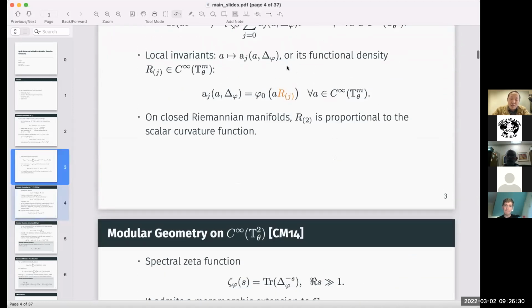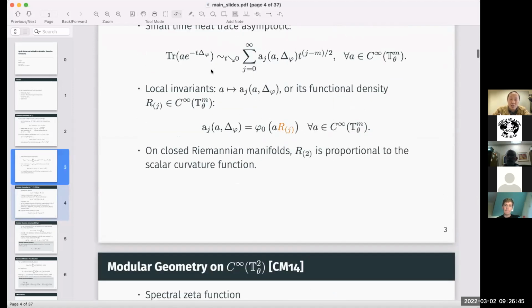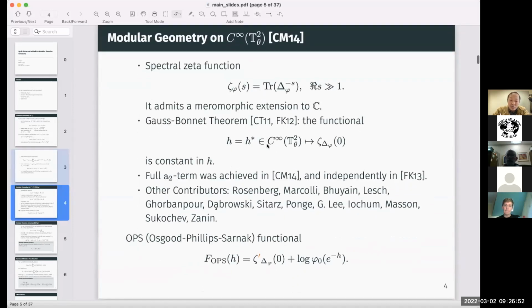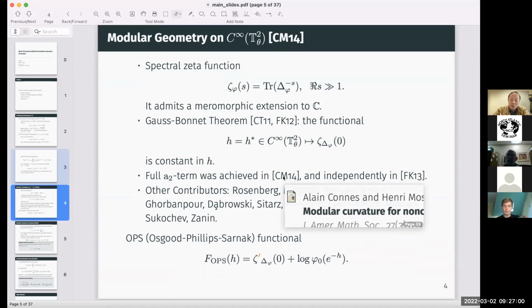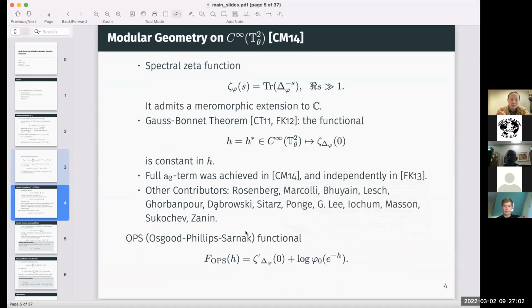So we have a model to define the scalar curvature, for example, as the second coefficient in the small time heat trace asymptotic. Actually, I would like to emphasize a more delicate definition mentioned in the Connes-Moscovici paper, to make use of this variation.